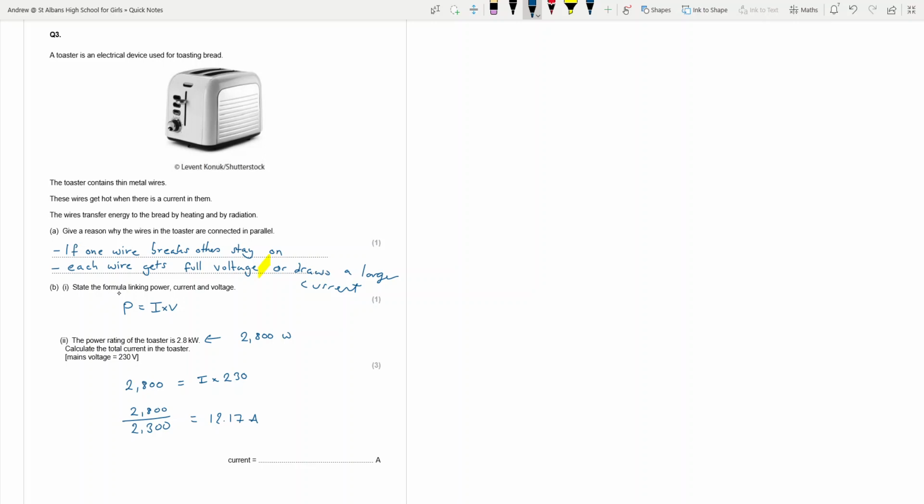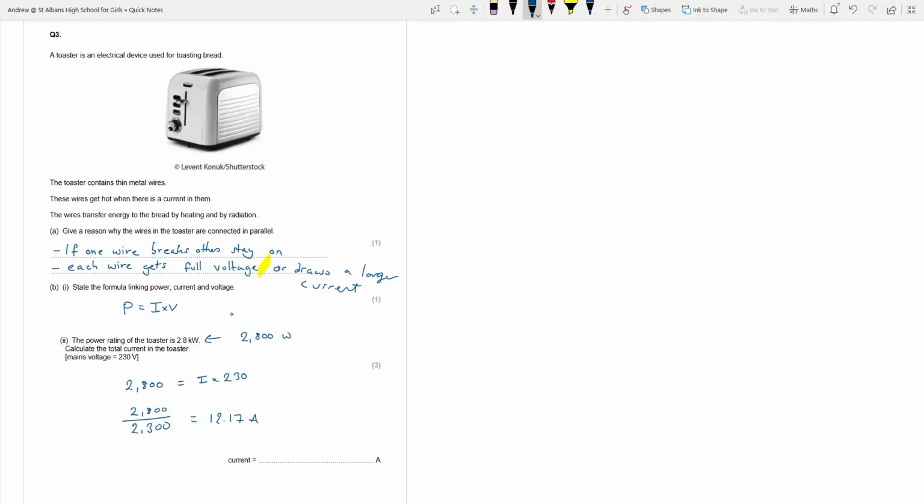So we then have a formula. State the formula linking power, current, and voltage. Stating the formula gets a mark. Power equals current times voltage. In any order, in words or symbols, it's all perfectly fine. And then we've got the power rating is 2.8 kilowatts. Calculate the total current in the toaster.